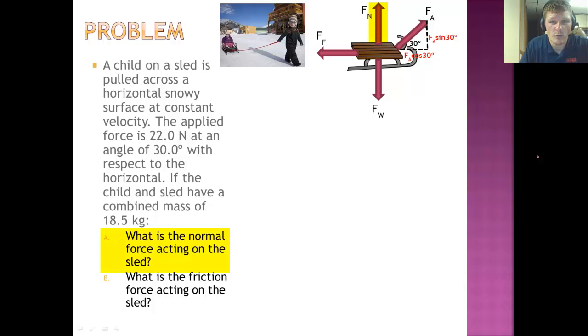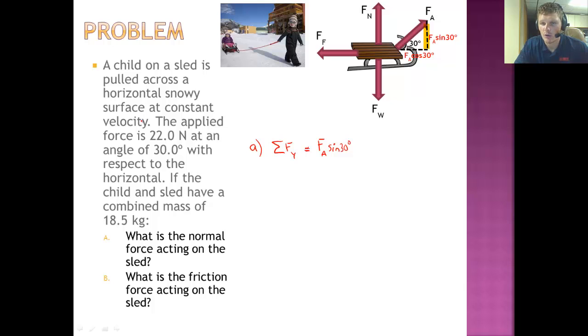If we want to solve the normal force, we need to focus on the forces acting in the vertical direction. Let's start off by writing the sum of the vertical forces. In the vertical direction, the applied force has a vertical component of F sub A times the sine of 30 degrees. That component is a positive component because that is a first quadrant vector.